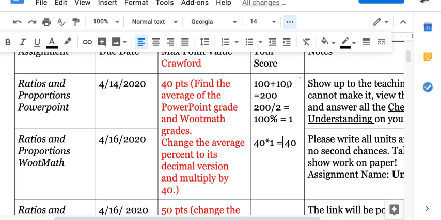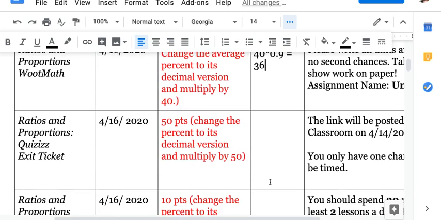But let's say David made a couple of mistakes on the Woot math because he did not have his units. So his average is going to be different. So you're going to have 180 divided by 2, and that's going to be a 90%, which is equal to 0.9. So you got 40 times 0.9, which is equal to 36. So let's leave his grade like that just for the sake of this.